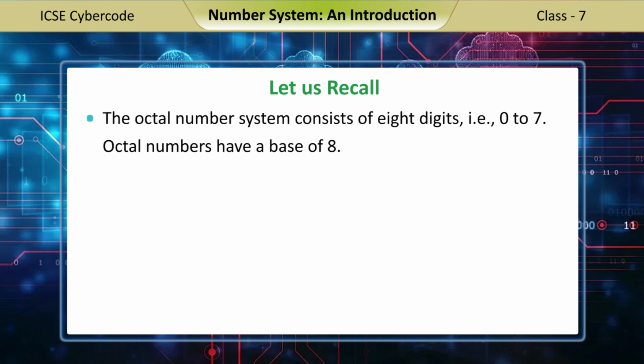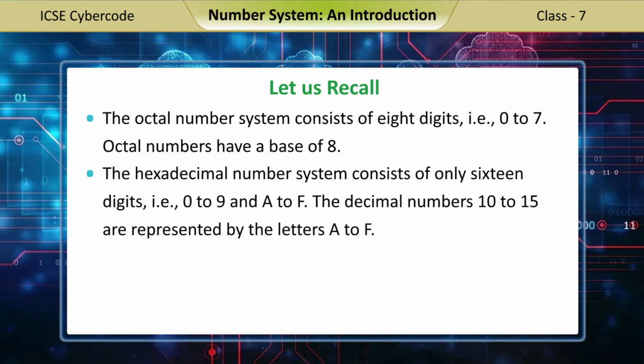The octal number system consists of 8 digits, that is, 0 to 7. Octal numbers have a base of 8. The hexadecimal number system consists of only 16 digits, that is, 0 to 9 and A to F. The decimal numbers 10 to 15 are represented by the letters A to F.